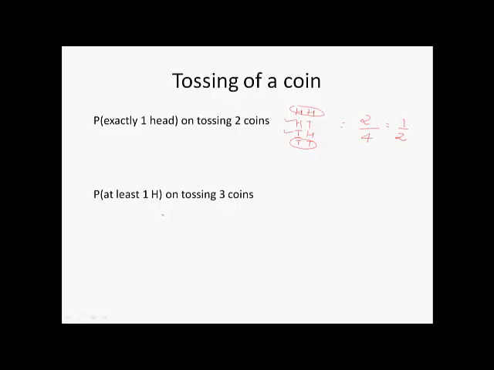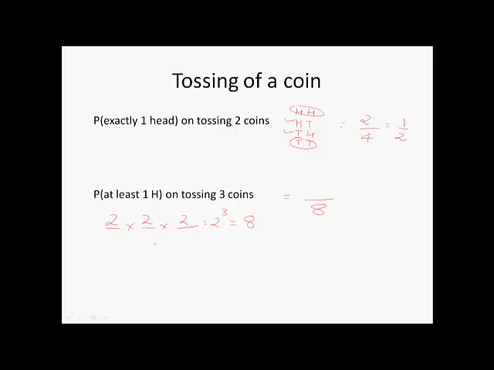Now, what is the probability of getting at least one head on tossing 3 coins? The total number of outcomes possible in this case is the multiplication of the number of outcomes per event. As a single coin can have 2 outcomes, 3 coins can have 2 to the power 3, which is equal to 8 total outcomes. So the answer's denominator value is 8.